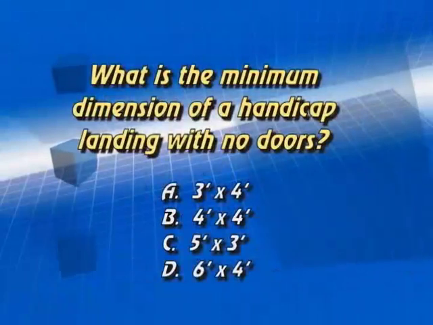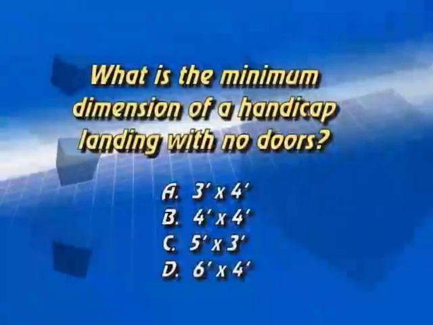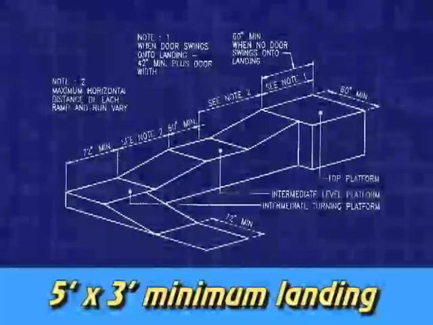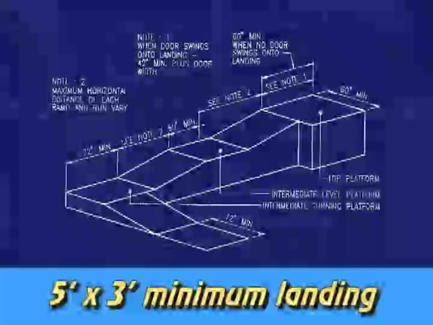Number 33. What is the minimum dimension of a handicapped landing with no doors? The answer is C, 5 foot by 3 foot. The minimum width of any handicap ramp is at least 3 feet. When you get to the landing at a door that does not swing onto the landing, you need to have a minimum length of 5 feet. So the answer is 5 feet by 3 feet.